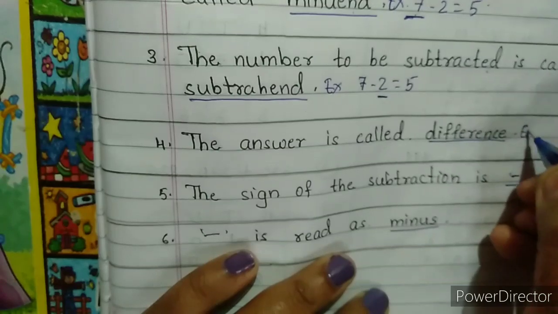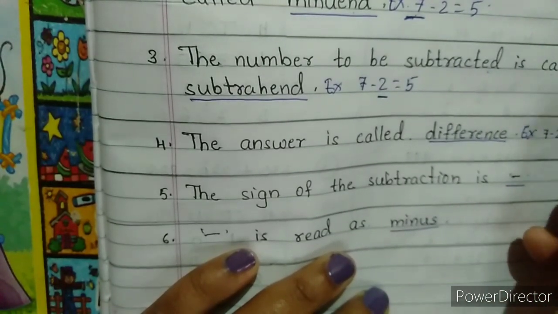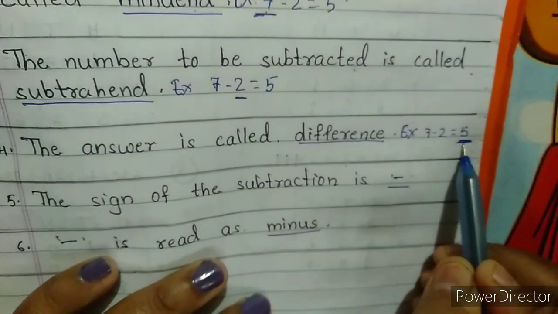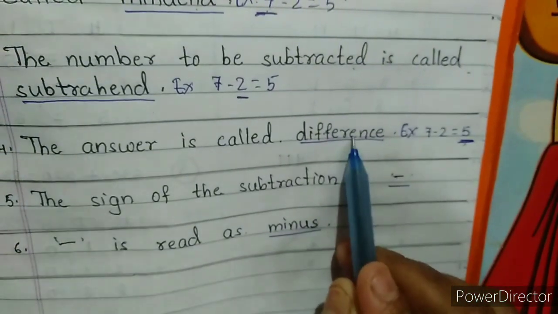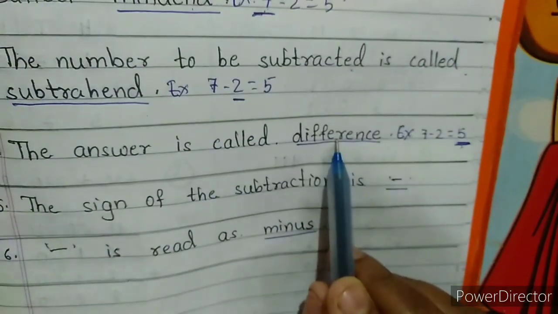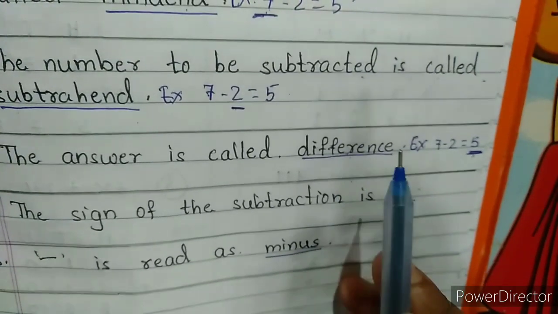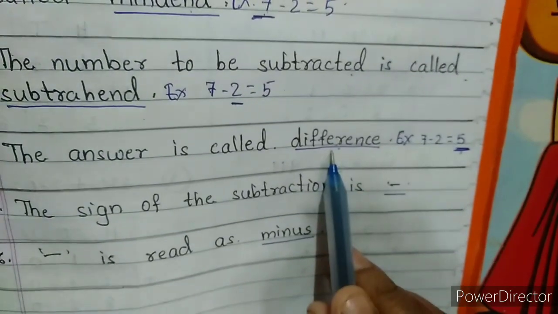The same example again I am going to take. 7 minus 2. What answer did we get here? 5. So 5 is called the difference. In addition, the answer is called the sum. But in subtraction, the answer is called the difference.